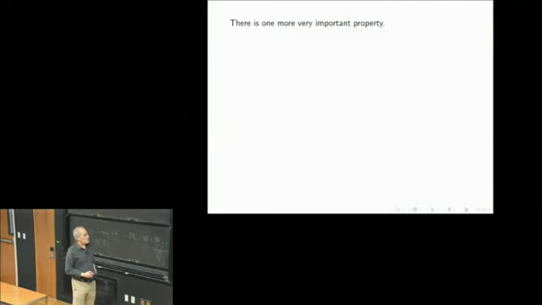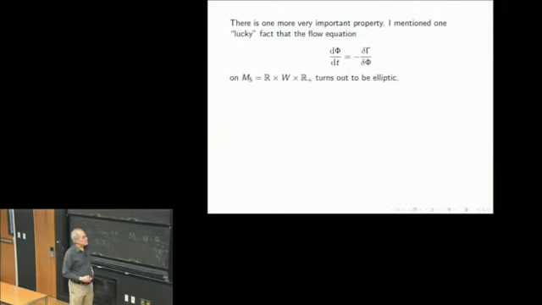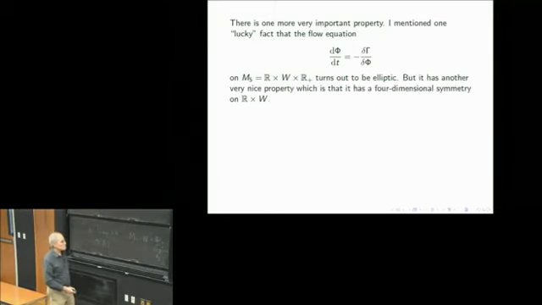Now there's one more very important property. I mentioned already one lucky fact about the flow equation, which is that it magically turns out to be elliptic, which is definitely not something we would get if we start with a random functional in d dimensions and write a gradient flow equation in d plus 1 dimensions. You can try it, and you won't get an elliptic equation unless you plan very, very carefully. In fact, you'll have a lot of trouble finding a new example of any kind, I think. There are 2 or 3 examples known.